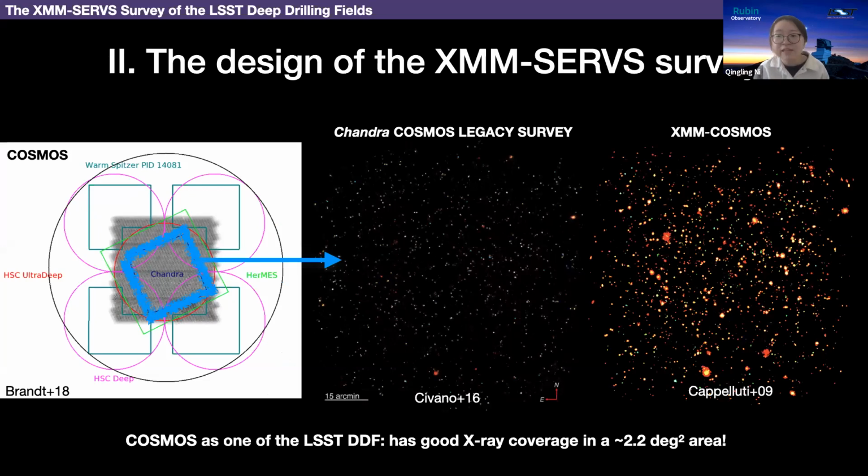So with all the advantages X-ray coverage could bring to the LSST AGN science in mind, the XMM-SERVS survey is providing good X-ray coverage to 3 out of 4 LSST deep drilling fields. And the one not included is COSMOS. The reason for not including it is that COSMOS already has good X-ray coverage inside the LSST field of view, represented by this large black circle. And there are already deep Chandra and XMM-Newton data inside this 2 degrees squared region encoded by this blue square.